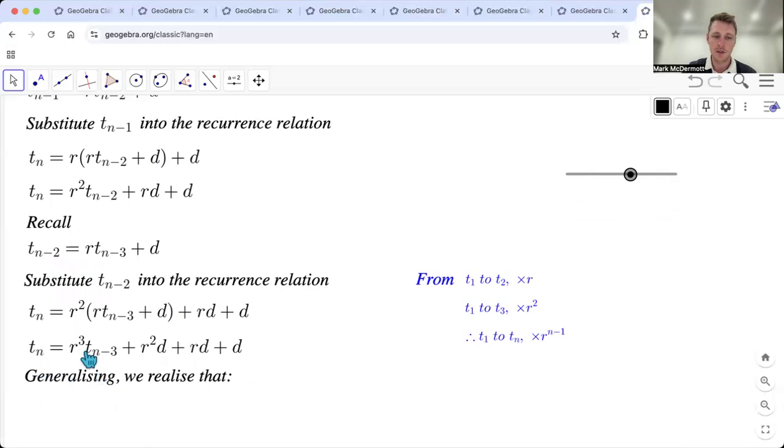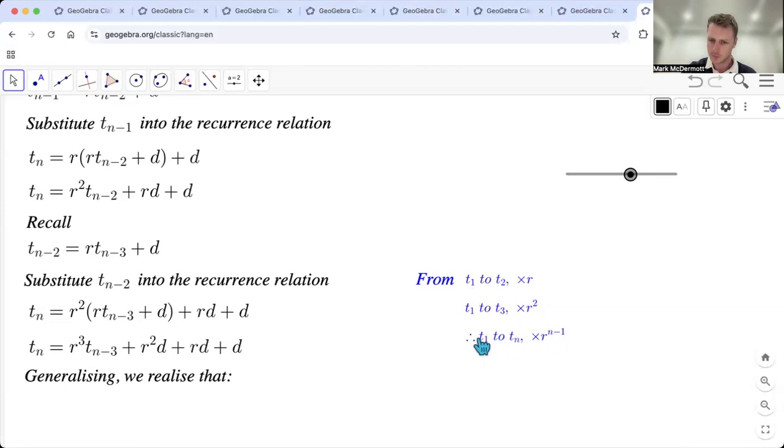And then generalizing from here, let's think about what's going on. We take the common ratio to the power of 3 multiplied by T sub n minus 3. So if we were to consider going from T1 to T2, we'd be multiplying by R. I think you would agree with that. Then T1 to T3, we'd be multiplying by R squared. Just generalizing from that a little bit, we would say, therefore, from T1 to Tn, we're multiplying by R to the n minus 1.